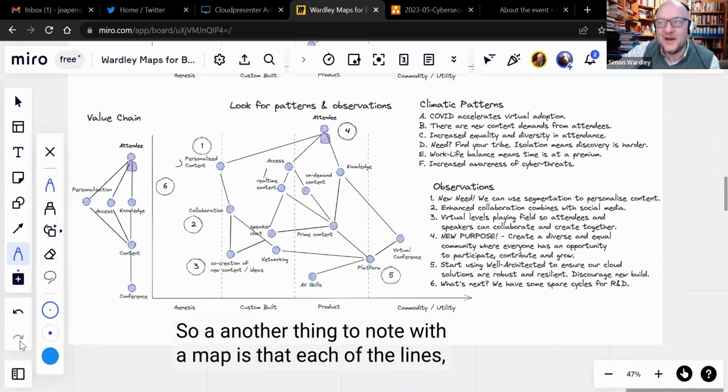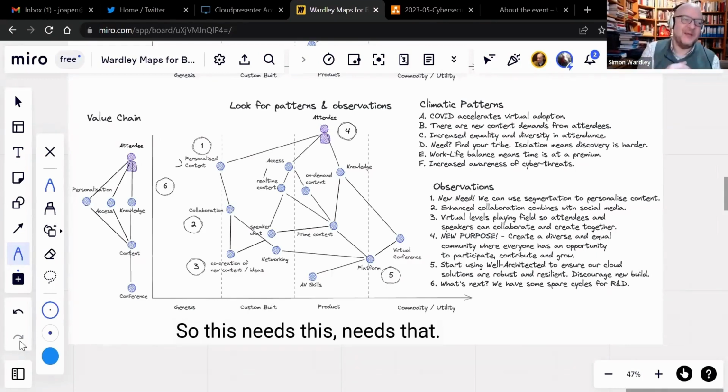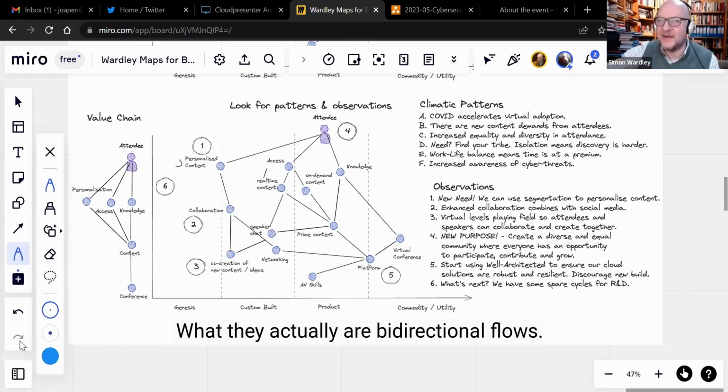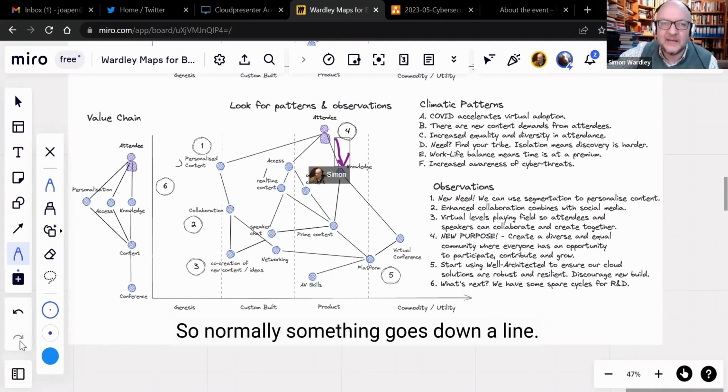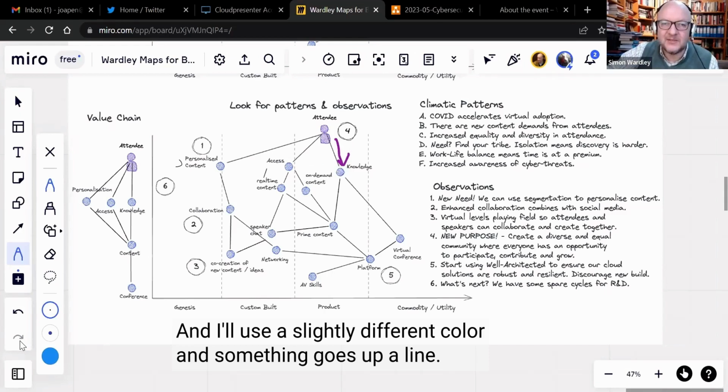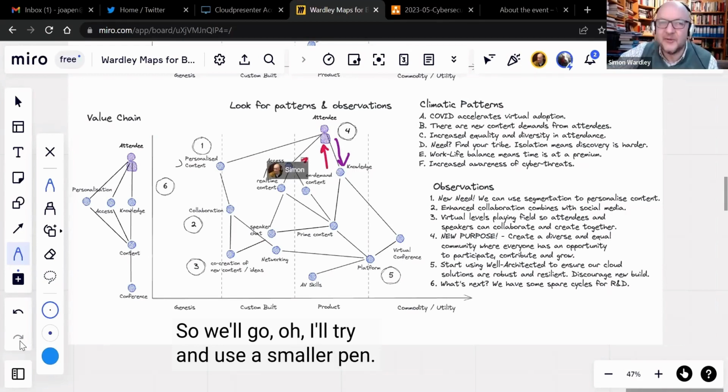It's easy. So another thing to note with a map is that each of the lines, we talk about them as needs. So this needs that. What they actually are is bidirectional flows. So they're exchanges of something. Normally something goes down a line, and I'll use a slightly different color, and something goes up a line. So in the case here, it may be knowledge and skills are going up.